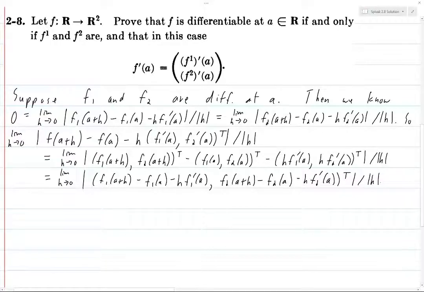And now we're just going to use the triangle inequality because, okay, well, I'll do it and then I'll explain it if necessary. So this is less than or equal to the limit of f1 of a plus h minus f1 of a minus h f1 prime of a over h. And then we take that entire thing and we add.